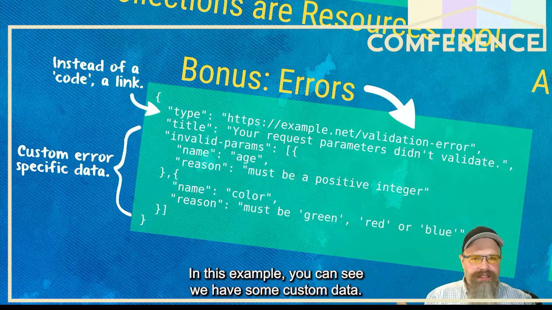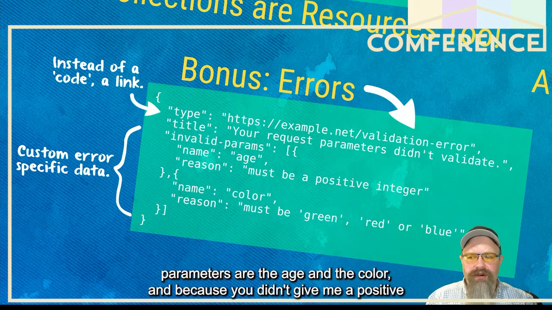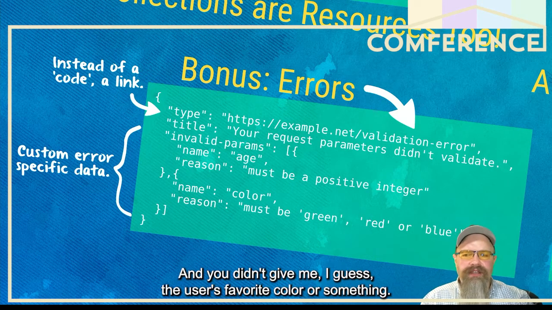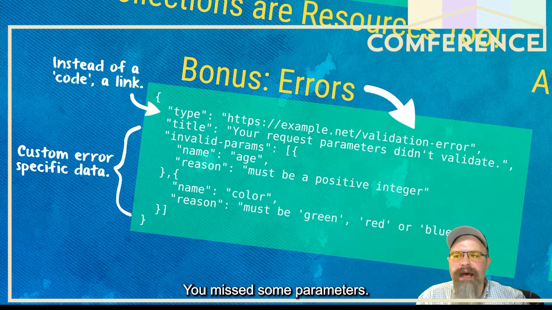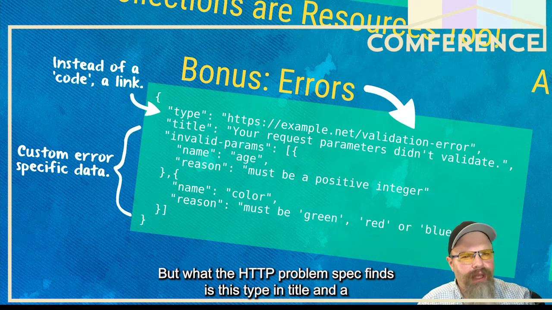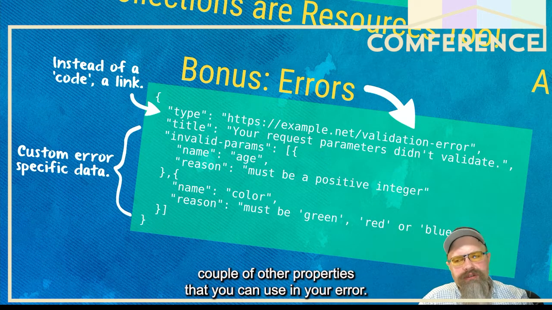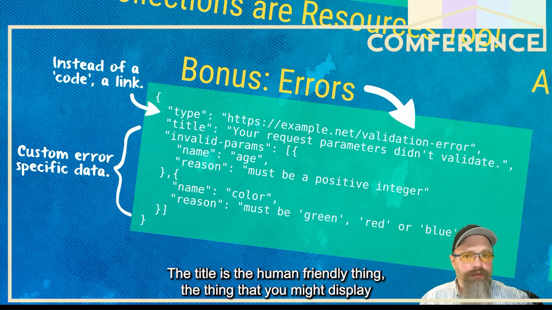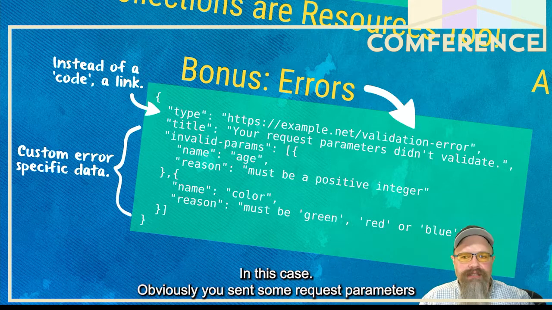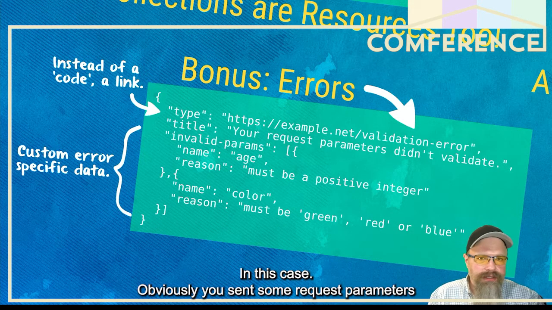In this example, you can see we have some custom data. We say the invalid parameters are the age and the color, and because you didn't give me a positive integer, I don't know what a negative age would be, right? And you didn't give me, I guess, the user's favorite color or something. You missed some parameters. But what the HTTP problem spec defines is this type and title and a couple other properties that you can use in your error. The title is the human-friendly thing, the thing that you might display to a person and say, hey, this is what went wrong. In this case, obviously, you sent some request parameters that weren't valid.